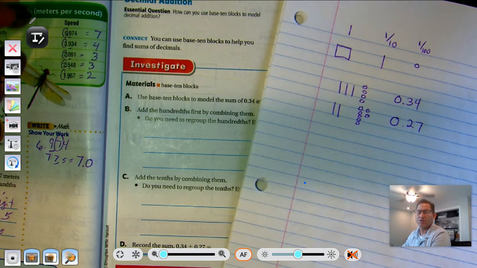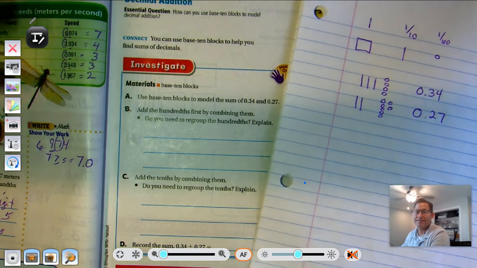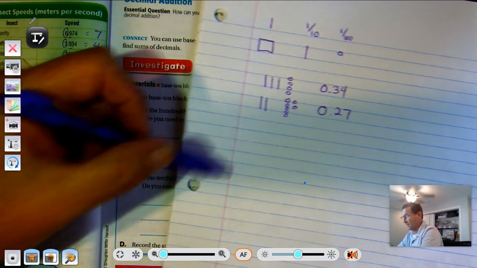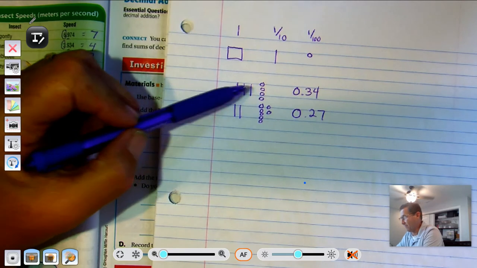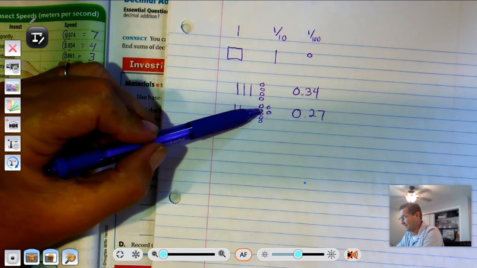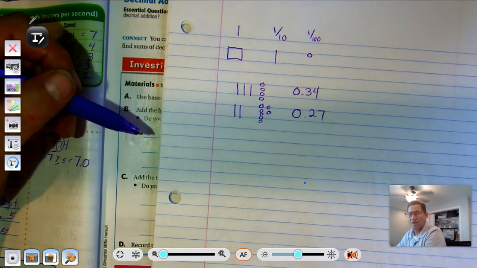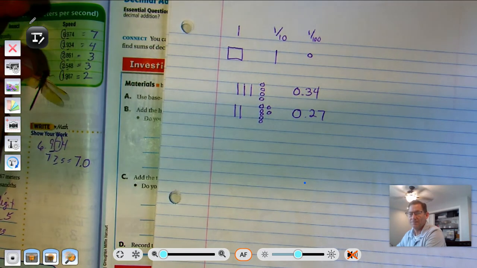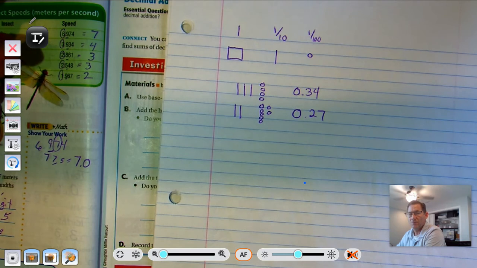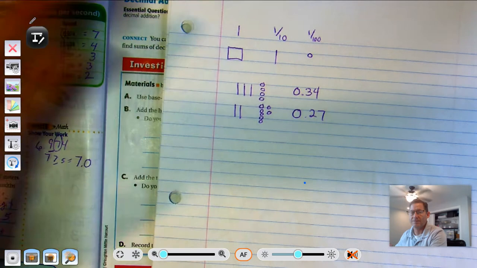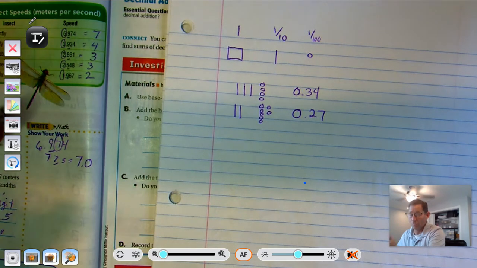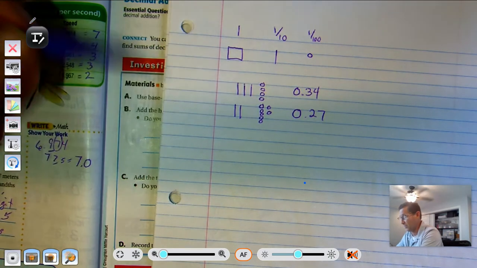Add the hundredths first by combining them. Do we need to regroup the hundredths? Well, let's add up our hundredths. How many do we have? We have 1, 2, 3, 4, 5, 6, 7, 8, 9, 10, 11. So we have 11 hundredths. So yeah, we have to regroup. Anything greater than 9 goes to the next place value. So 10 or more goes to the next place value. So we have to regroup.